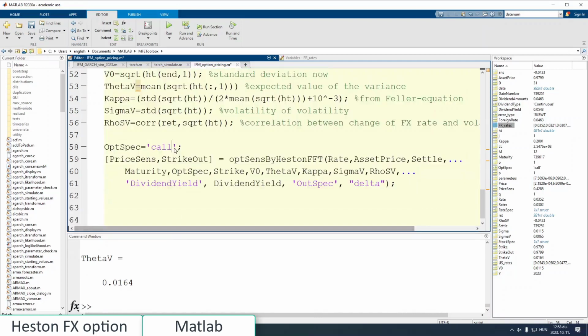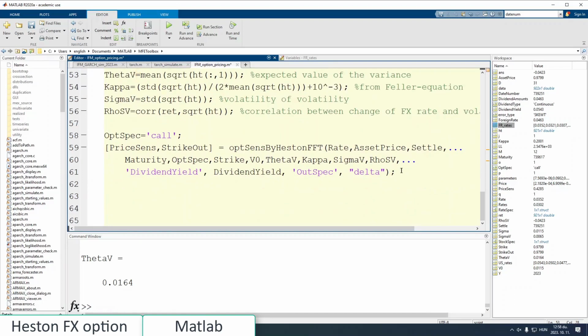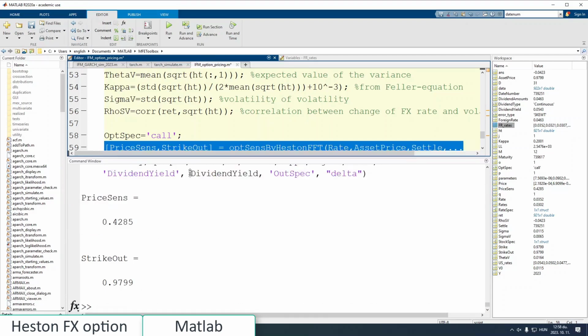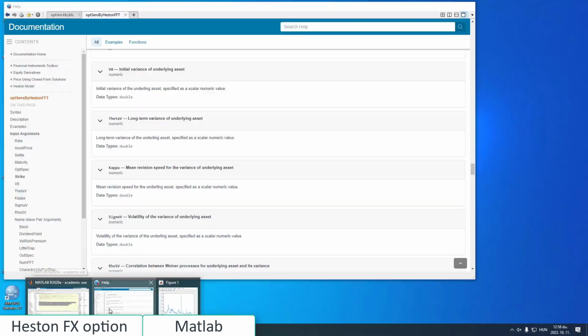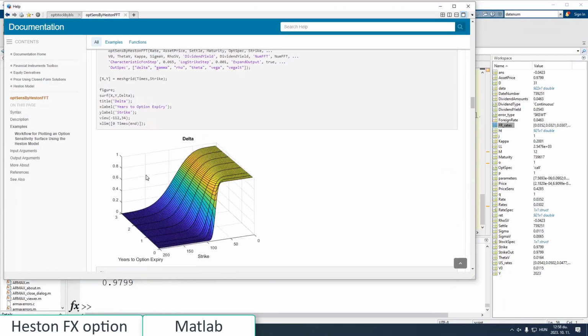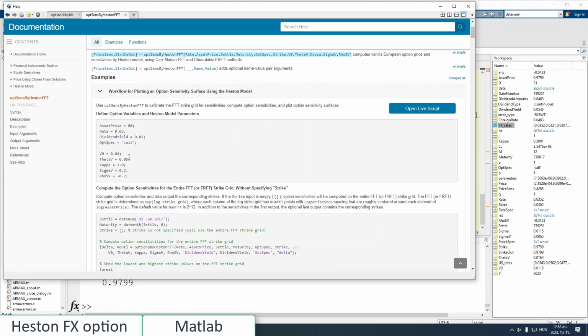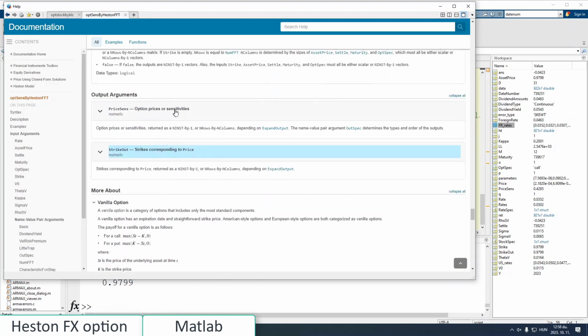Why theta v's? Let's keep the semicolon here. There is a surplus semicolon there. Okay, which one is what? I think the price. Okay, option prices or sensitivities. Nice.